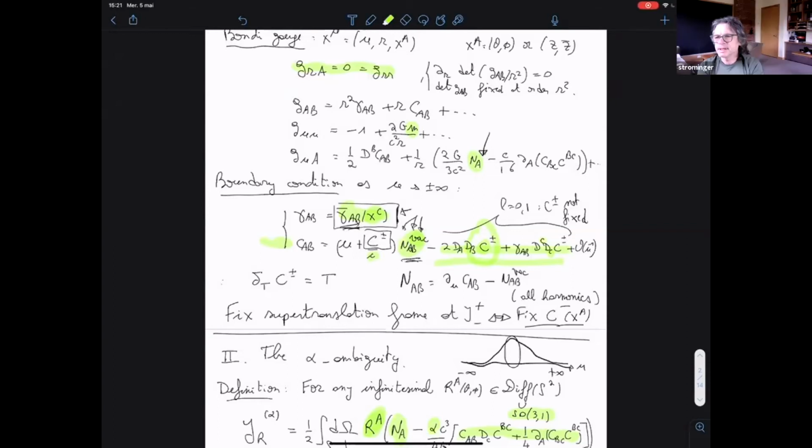There's a paper by Yao from about 5 years ago. Yao uses alpha equals 1, but if you use alpha equals 0, where the BMS group, but he said ADM, the ADM formula for angular momentum is non-zero. There are foliations of flat space with the property that if you look at the angular momentum at infinity, it's non-zero.